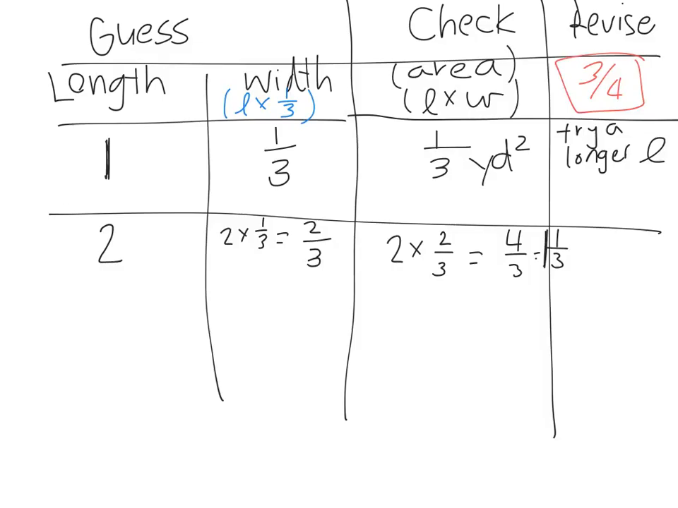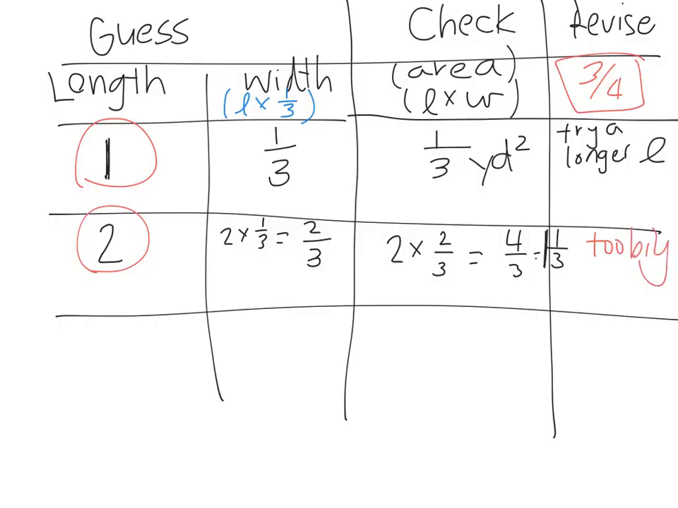So what does that mean? How should we revise our guess? We should try something that's in between 1 and 2, right? Okay, so this is too big. Okay, let's do our third guess. What's a number in between 1 and 2 that we might want to try? Siddharth? Okay, let's try 1.5.